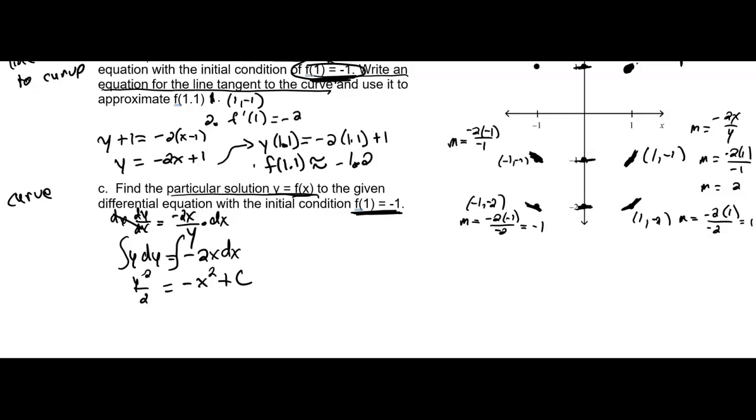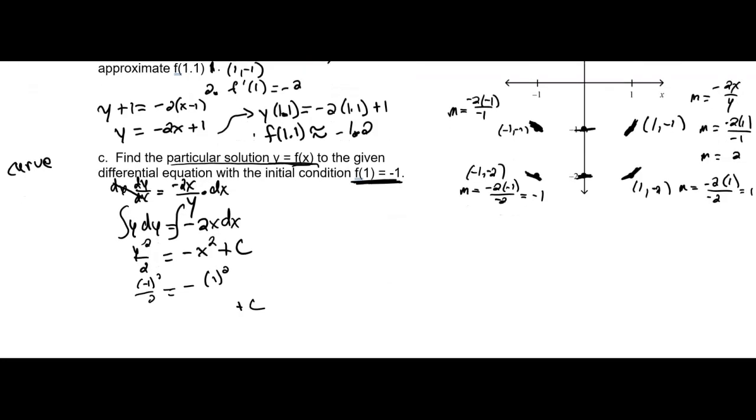So plug in the y value, negative 1 squared over 2. And then that equals a negative, and then the x gets plugged in. I don't know why that's kind of neat, but I don't know why it's doing that. We can then figure out what our C is. C would equal 1/2, add the -1 over. So C is 3/2.